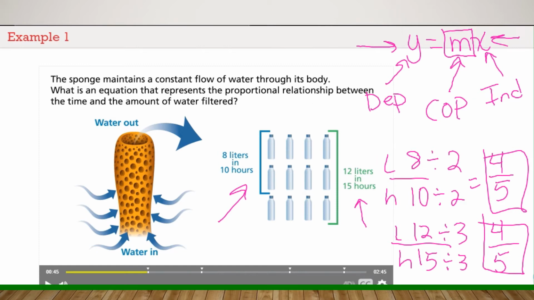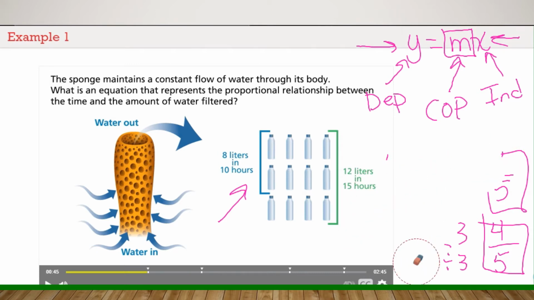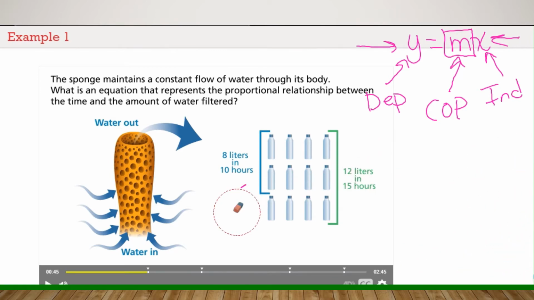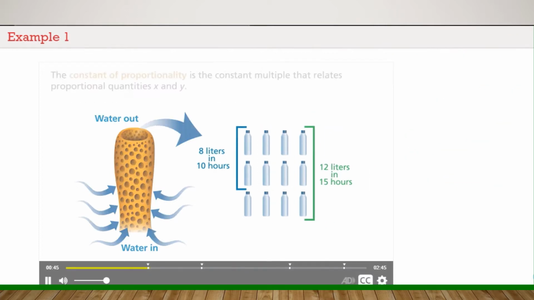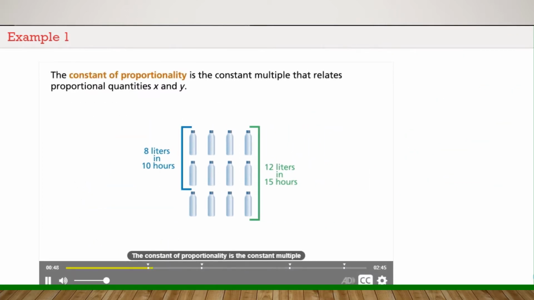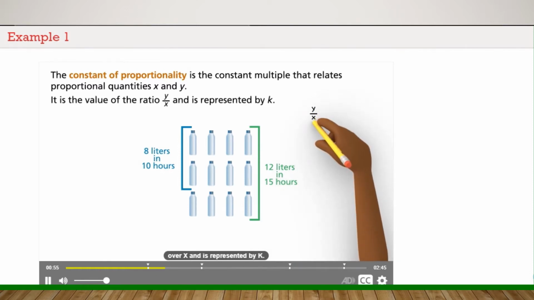Now that we know it is proportional, we can go ahead and write a proportional equation. We can write our proportional equation using our constant of proportionality, which is 4/5. Now this is how our equation will look. Y equals, and we are going to substitute our constant of proportionality in for m, which is 4/5, and then we'll leave x. So this is our proportional equation based off of this situation here. The constant of proportionality is the constant multiple that relates proportional quantities x and y. It is the value of the ratio y over x and is represented by k.